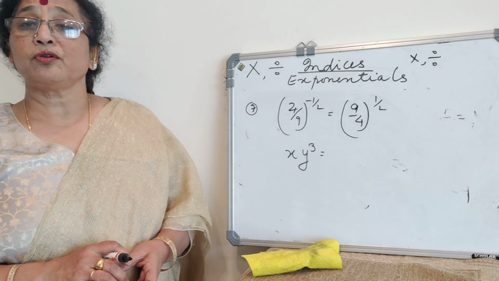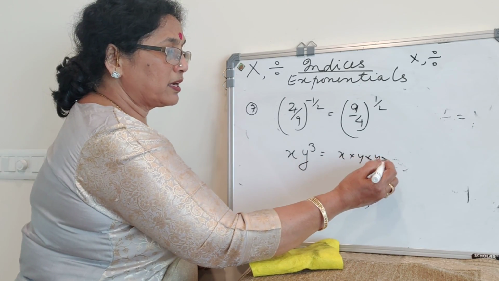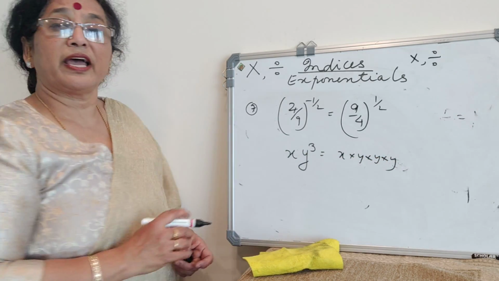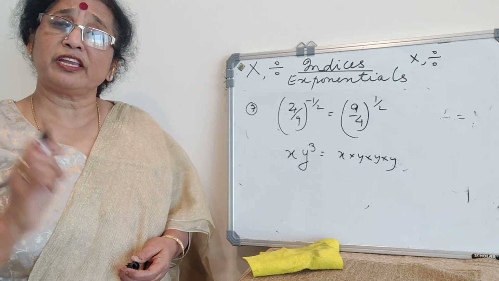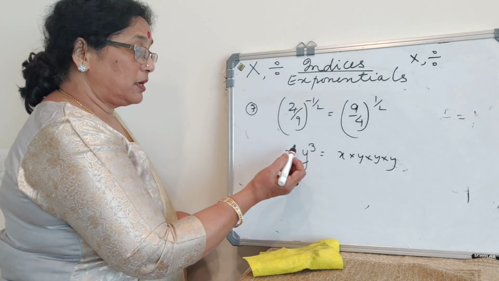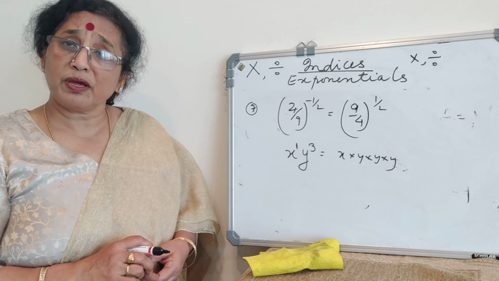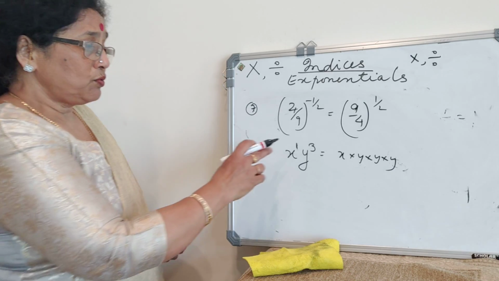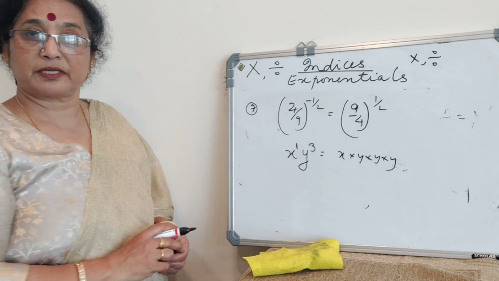Okay, x y cube. What's the meaning of this? X into y. What is the power on each term, each variable or each number? It is x to the power 1. Not written means 1, not 0, because x to the power 0 becomes 1. Right? So you have x to the 1, y to the 3. So x once and y three times.